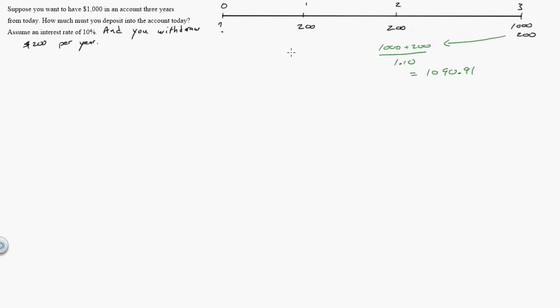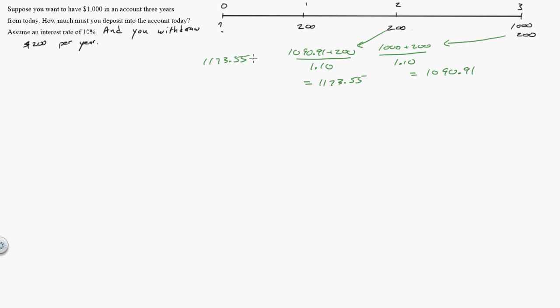Alright, so if I'm in year 1, I need to have the present value of the $1,090.91 in order to be able to take out these amounts of money, plus I need to have the present value of the $200 in order to take that out. So in other words, I'm taking the present value of this amount and the present value of that amount. So take those two numbers, divide by 1.1, and that's going to be 1173.55.